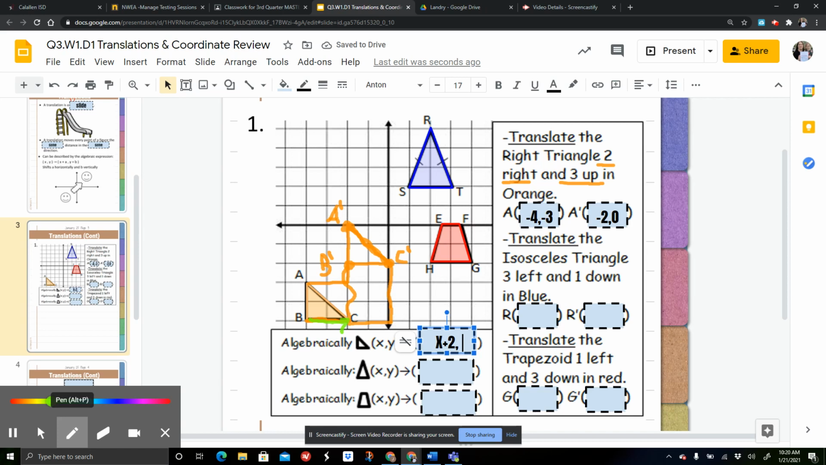Then we have to consider the vertical move. Remember, it's 2 different moves. It's the horizontal and the vertical. The vertical move was up 3. And because that's moving in a positive direction, that's going to be +3, just like the x was +2.